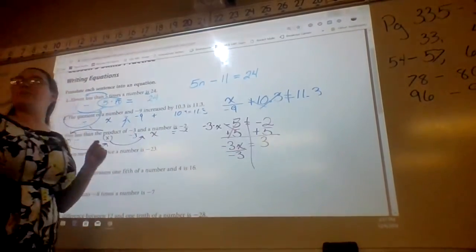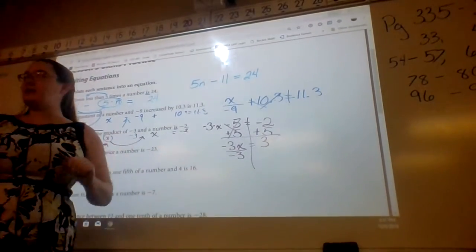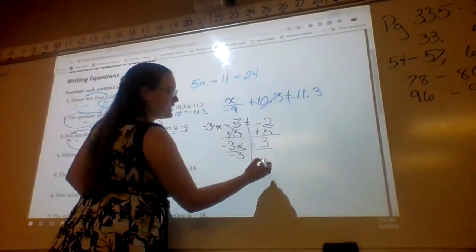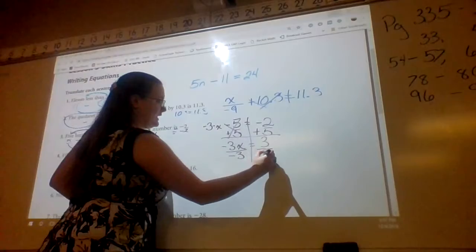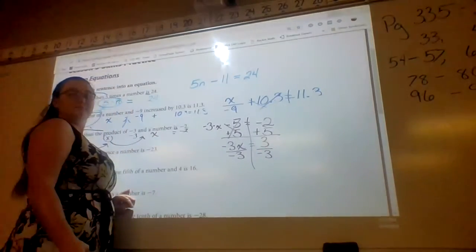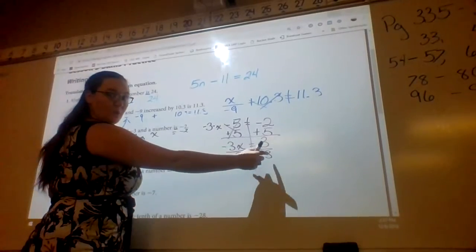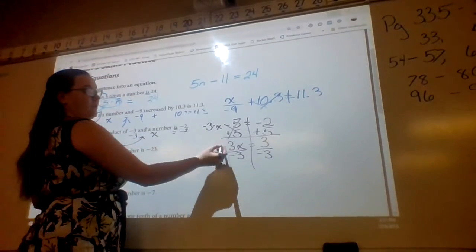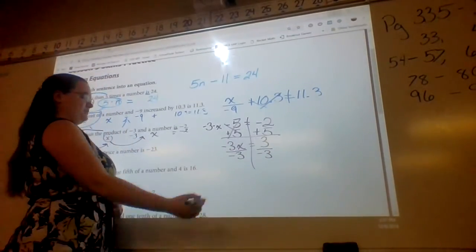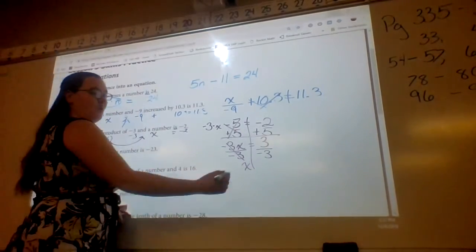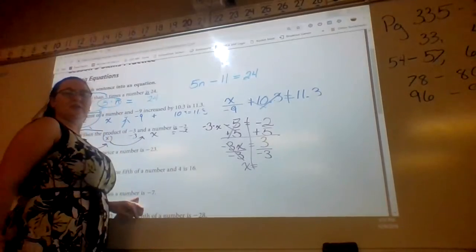You have to divide by that negative, otherwise there will still be a negative x. You don't want negative x. So what do we divide the right side by? Negative 3. What you do on the left, you must do on the right. What's negative 3 divided by negative 3? 1. Just x. What's a 3 divided by a negative 3? Negative 1.